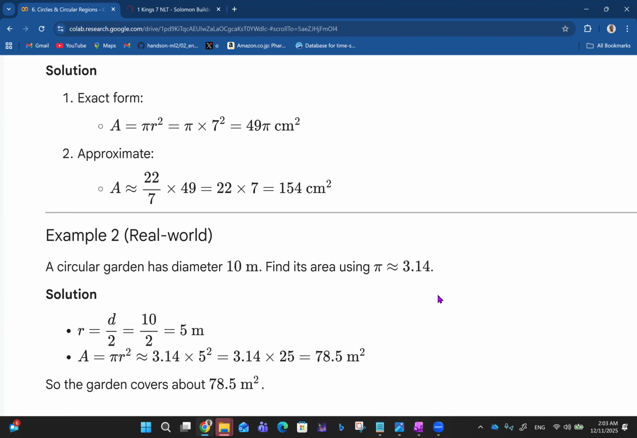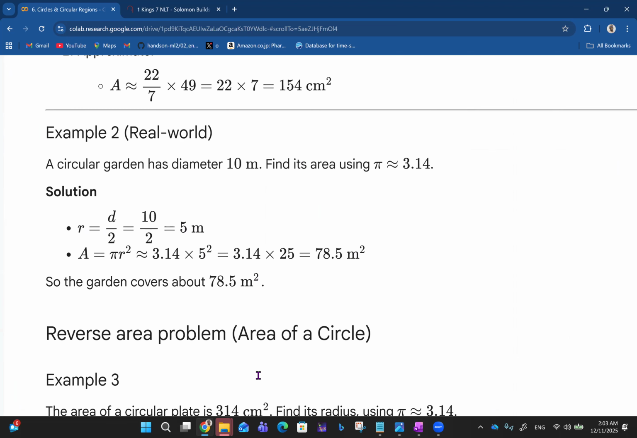Or you can just say pi d squared over 4. That's 3.14 times 10 squared over 4, and you also get the same result.